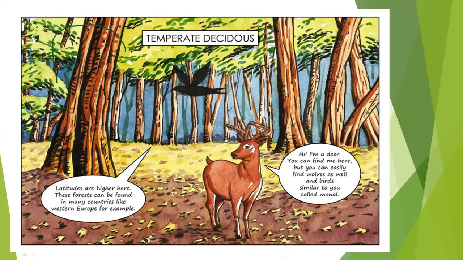Now just see what this deer is saying. Hi, I am a deer. You can find me here, but you can easily find birds as well, birds similar to you called monal. Now this deer is saying you can find me here, but you can find more and more wolves here. You will see many different kinds of birds. One bird named here is the monal, and pheasants are also a main bird here.